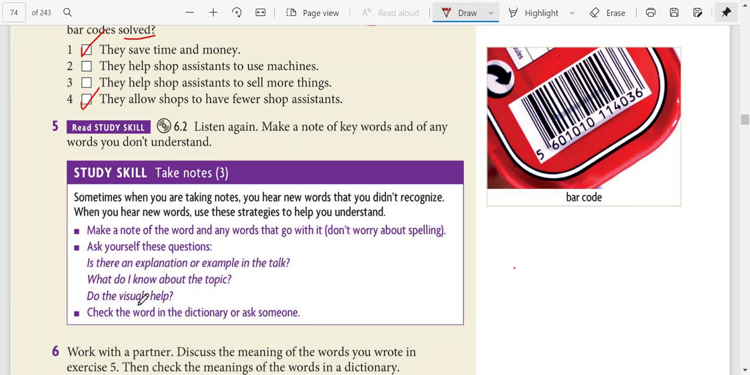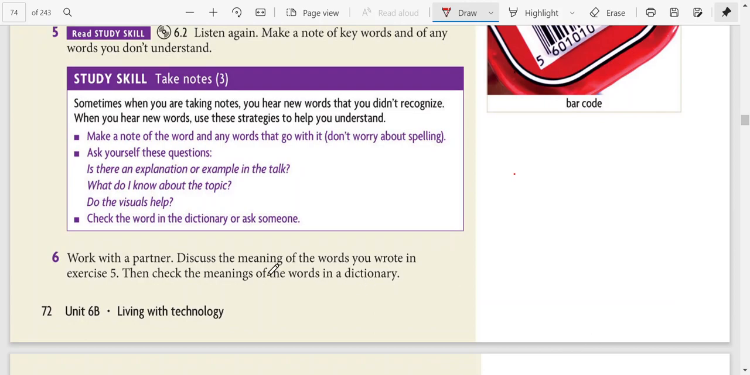Check the word in the dictionary or ask someone. While you don't know something, while you can't recognize a word, you must take notes. Okay? Write it down, and you can check any dictionary or ask someone about the word you don't know.